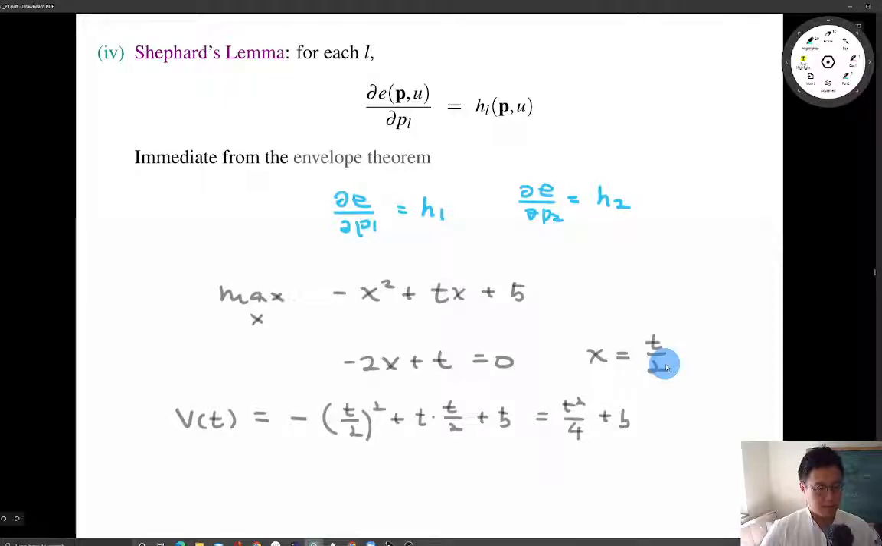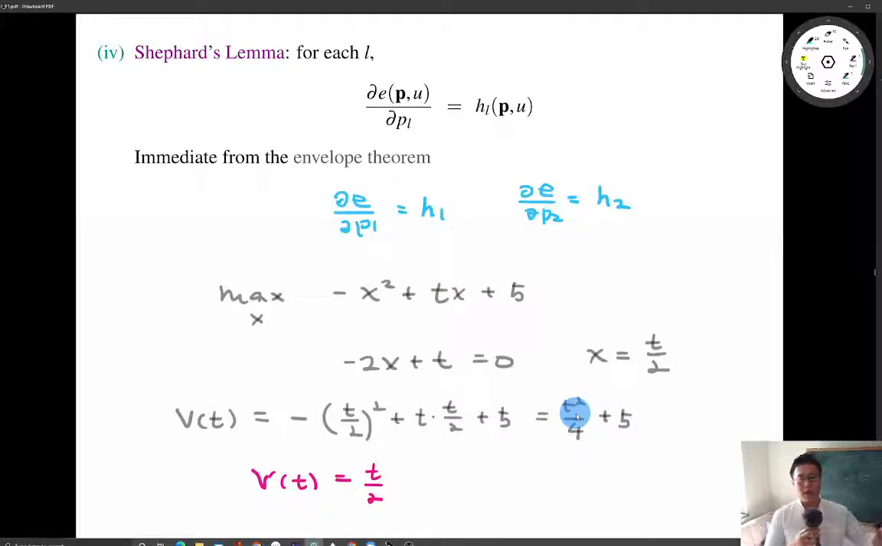In many applications we are interested in the derivative of this function v. So how does the optimal value respond to a change in the parameter? That is v prime of t. In this example, v prime can be easily obtained from taking the derivative of this, and that is t over 2.